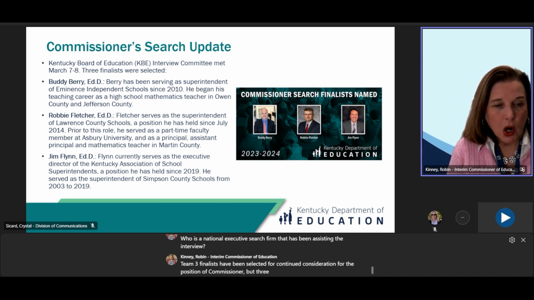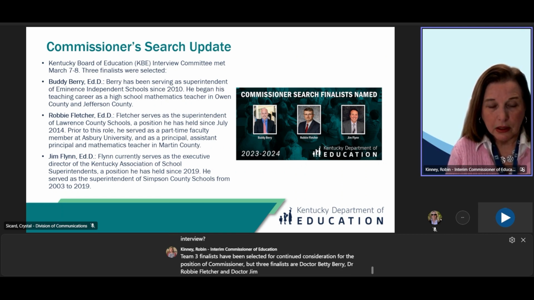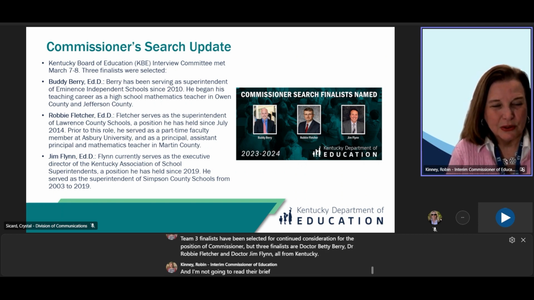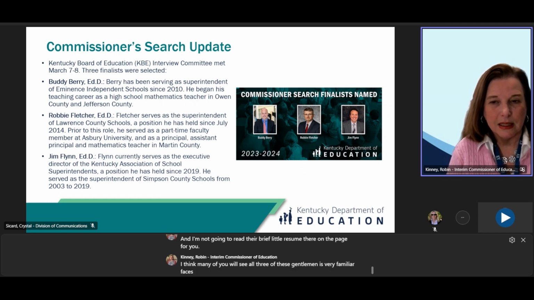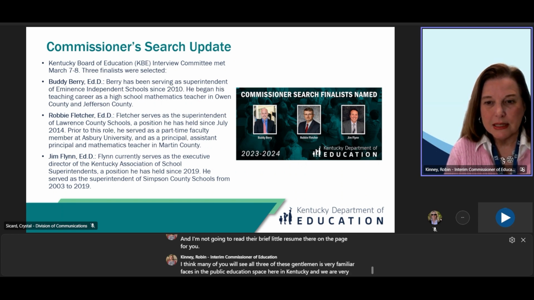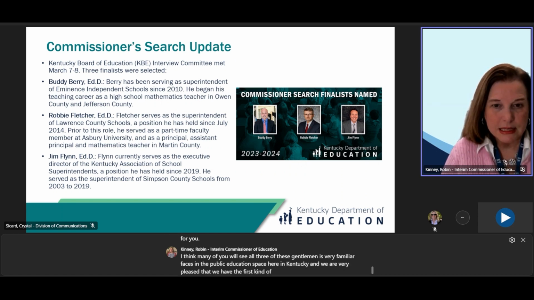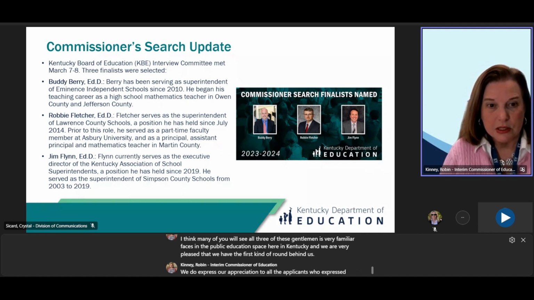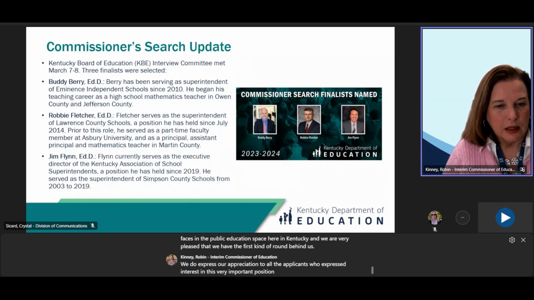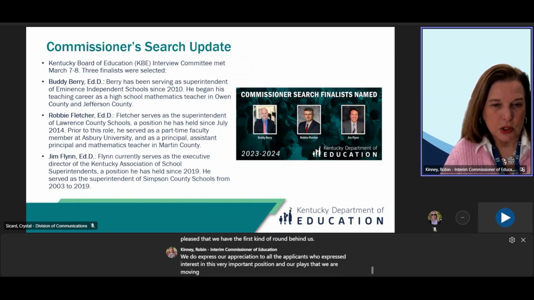The 3 finalists are Dr. Buddy Berry, Dr. Robbie Fletcher, and Dr. Jim Flynn, all from Kentucky. And I'm not going to read their brief little resume there on the page for you. I think many of you will see all 3 of these gentlemen as very familiar faces in the public education space here in Kentucky. And we are very pleased that we have the first kind of round behind us. We do express our appreciation to all the applicants who expressed interest in this very important position, and are pleased that we are moving along in our search process.